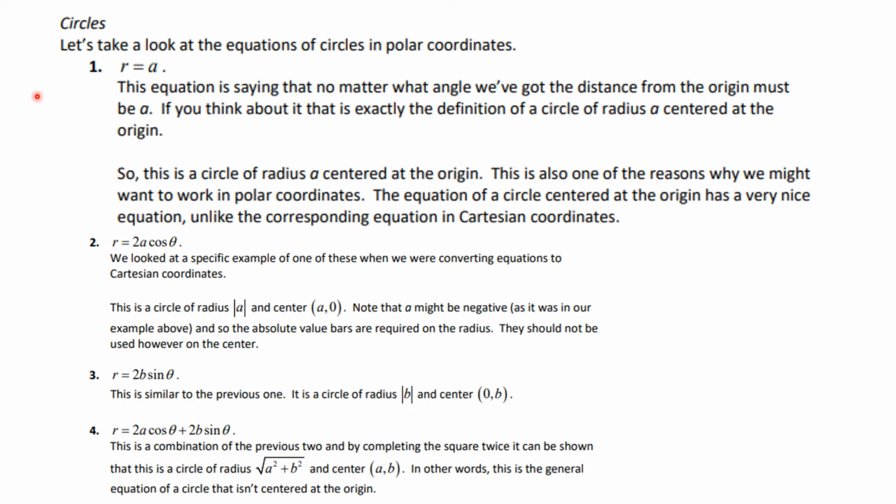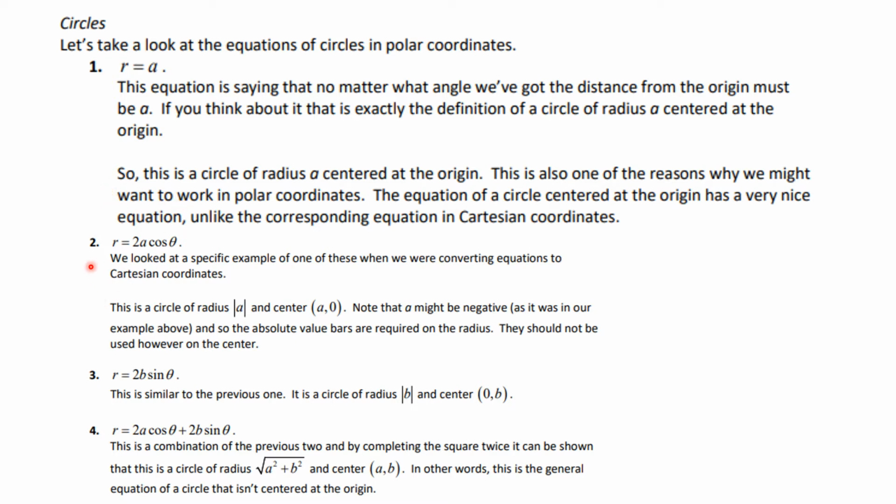All right, let's look at some other equations. Suppose we just say r is equal to a constant. Well, this equation is saying that no matter what angle we've got, the distance from the origin must be a. So if you think about it for a while, that means this is exactly the definition of a circle of radius a centered at the origin. It's also one of the reasons we might want to work with polar coordinates. The equation of a circle centered at the origin is a much nicer equation in polar coordinates than it is in the corresponding Cartesian coordinates. In Cartesian coordinates, of course, it would be x squared plus y squared equals a squared.